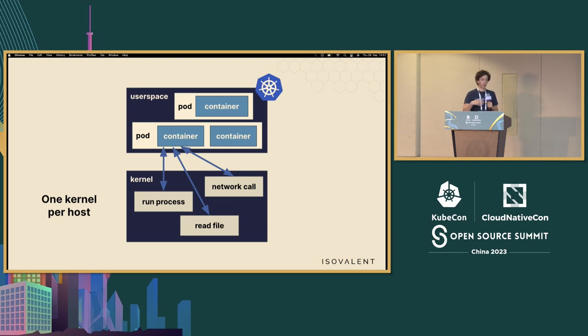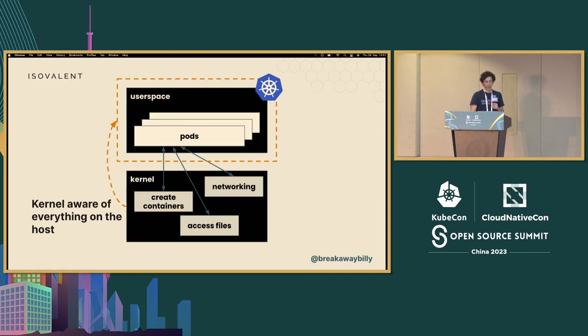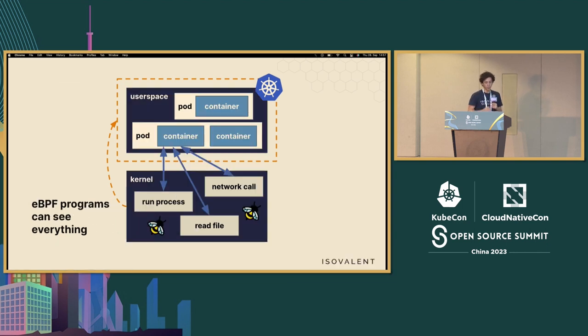And so when we're talking about eBPF, right, these multiple different applications are all connecting from user space down into kernel space, things like running processes, reading files, or making a network call, and it's all doing it on the same host. And the kernel is aware of everything that's happening on that host, right? Everything that needs to happen needs to go through the kernel, and all of these pods that are running are all accessing everything through the same kernel, right? And this is what's cool about eBPF, right?